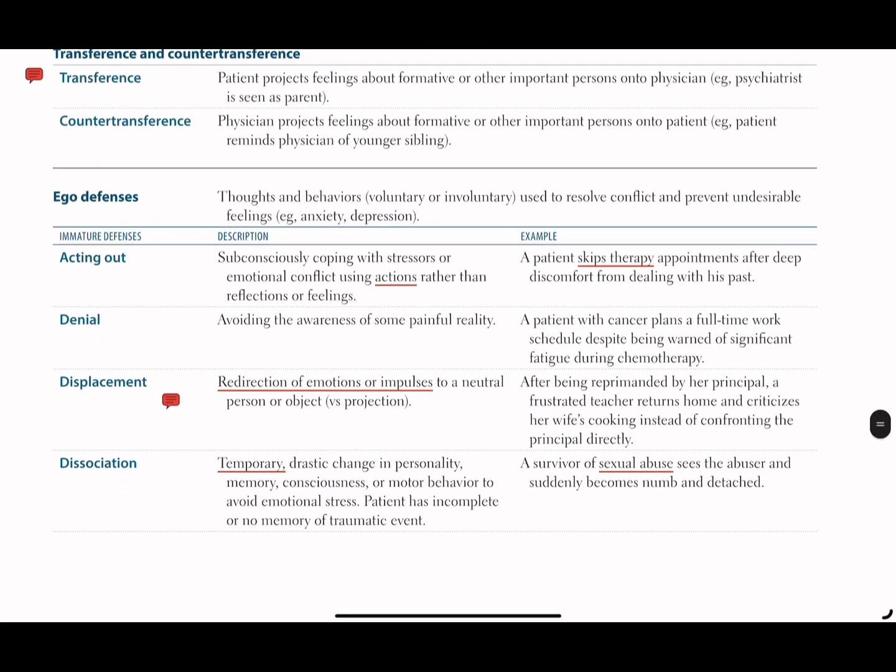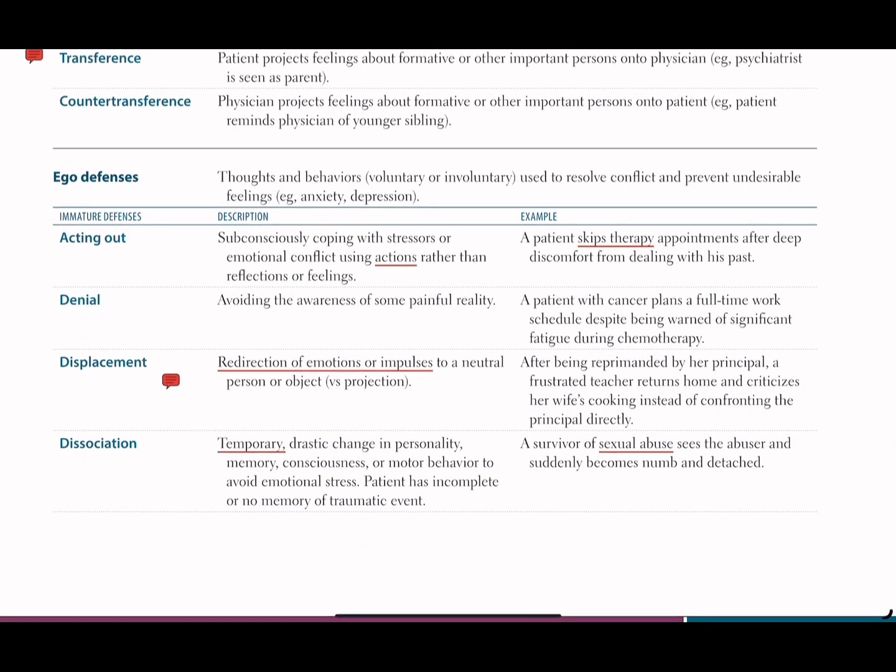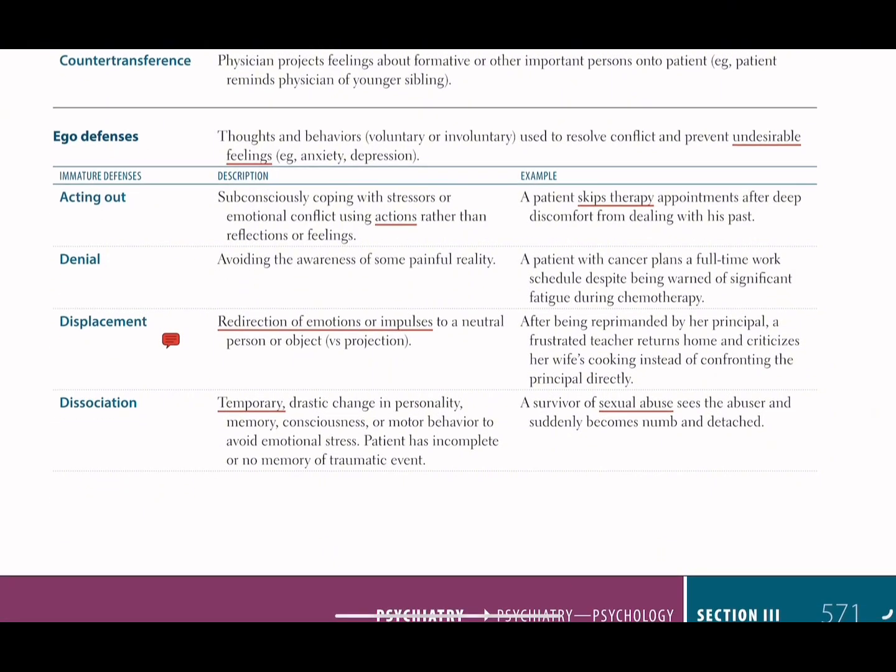Ego defenses: we have immature and mature. Ego defenses are thoughts and behaviors, voluntary or involuntary, used to resolve conflict and prevent undesirable feelings. That's the most important thing about them. Acting out is subconsciously coping with a stressor or emotional conflict using actions rather than reflection or feelings. For example, a patient skips a therapy appointment after deep discomfort from dealing with his past. He doesn't want to deal with the past, an undesirable feeling, so he acts out by skipping therapy.